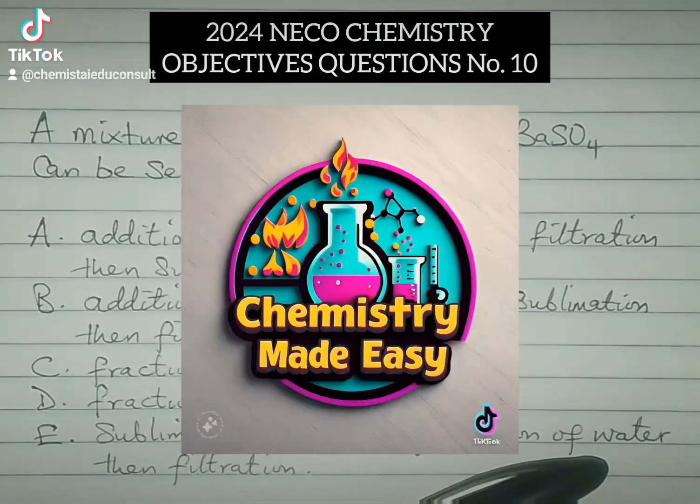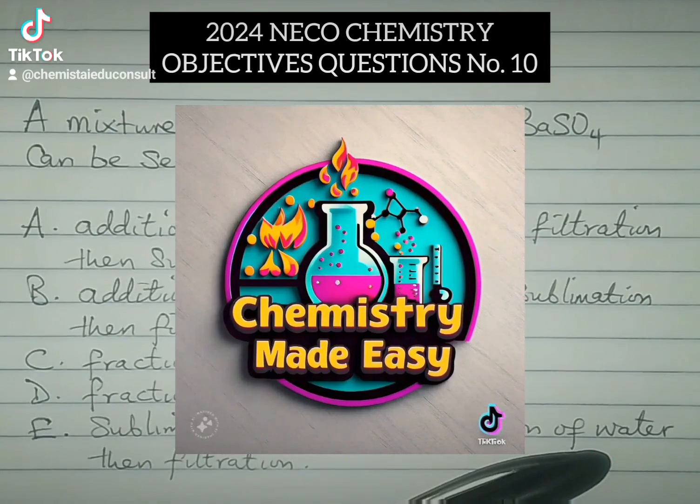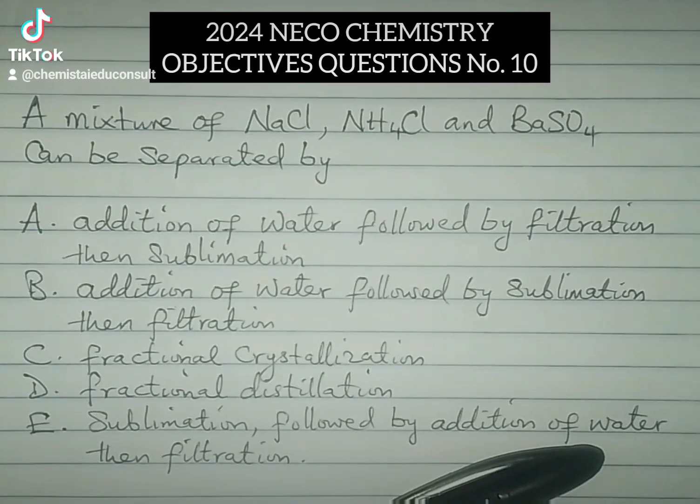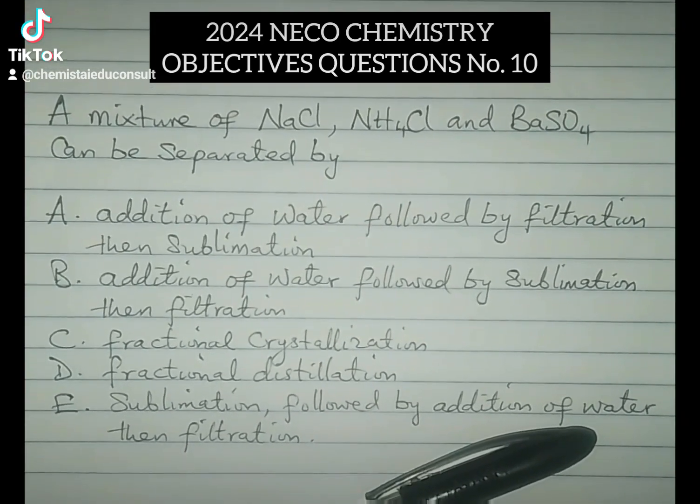Hello viewers, this is 2024 NECO Chemistry Objective number 10. It says a mixture of sodium chloride, ammonium chloride and barium sulfate can be separated by A.